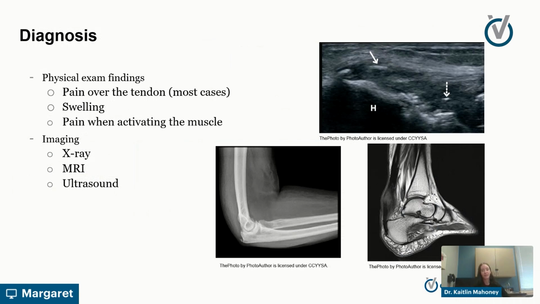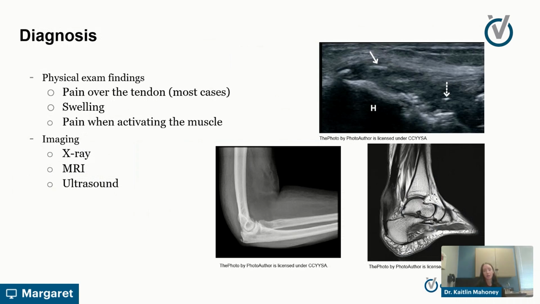And then it will hurt when it activates the muscle. So if you're dealing with the elbow, it hurts when you engage those muscles. If it's in the shoulder, it hurts when you use the shoulder. Sometimes we'll get x-rays to take a look at the joint and see if there's anything else going on globally.